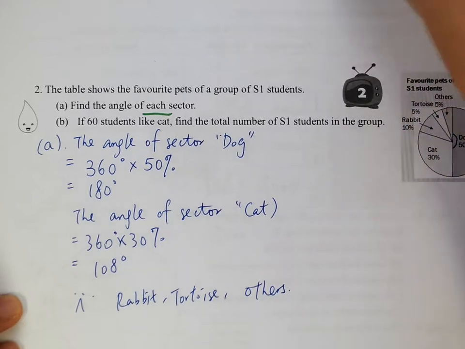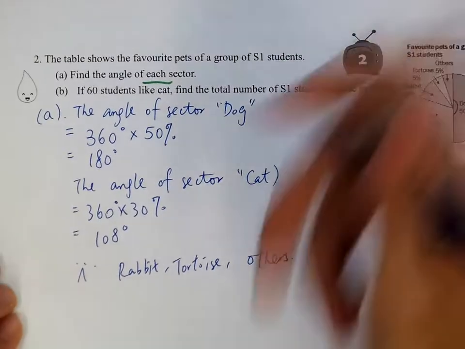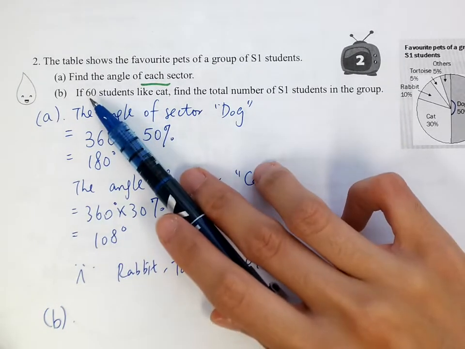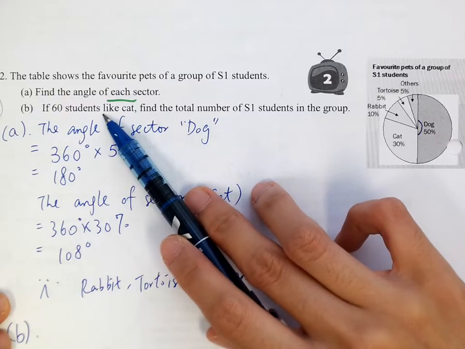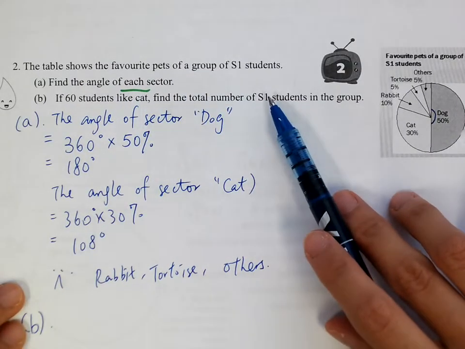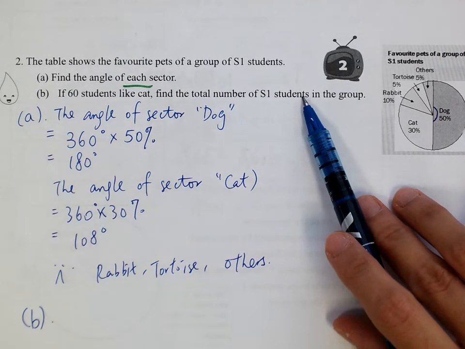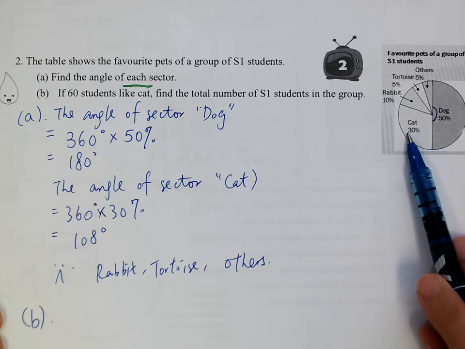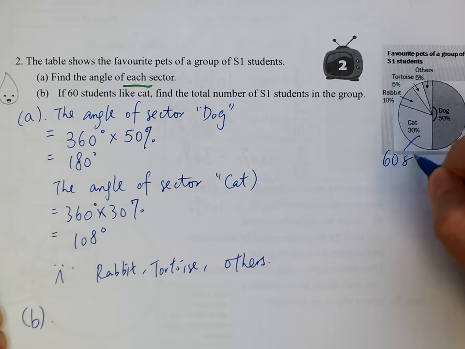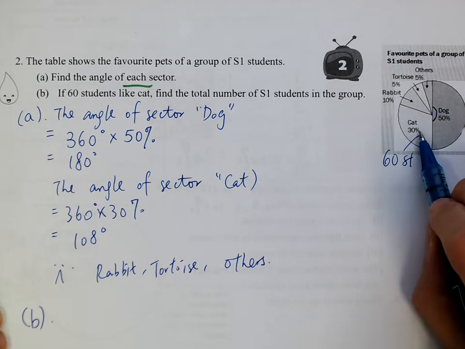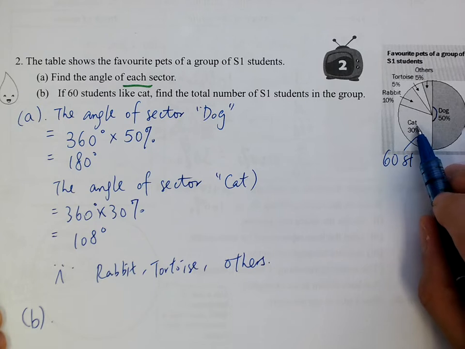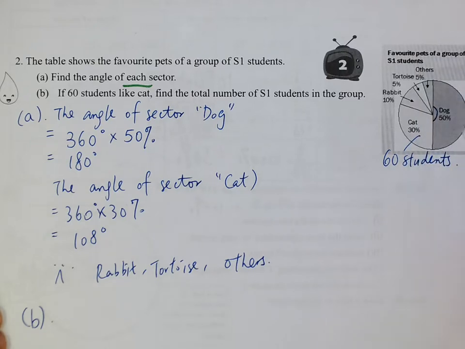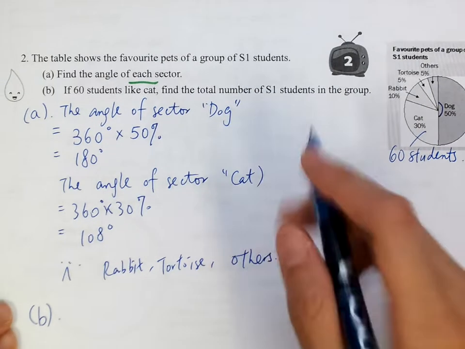So before I end this video, I would like to try part B with you as well. Okay, so let's take a look at part B. So we know that 60 students like cats, and we want to find the total number of all the S1 students in the group. Okay, so we know that 30% of all the S1 students love cats, and actually there are 60 of them. So what will be the total number of all the S1 students?